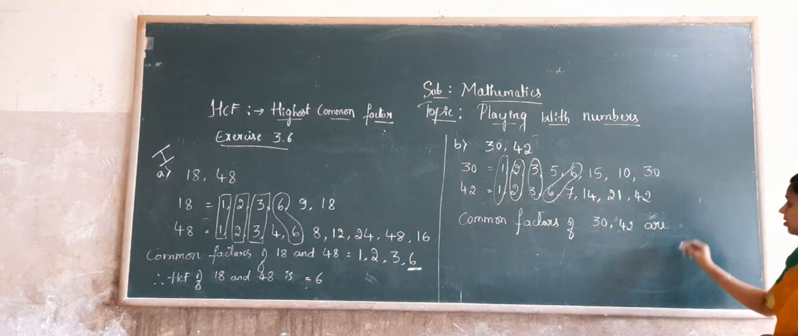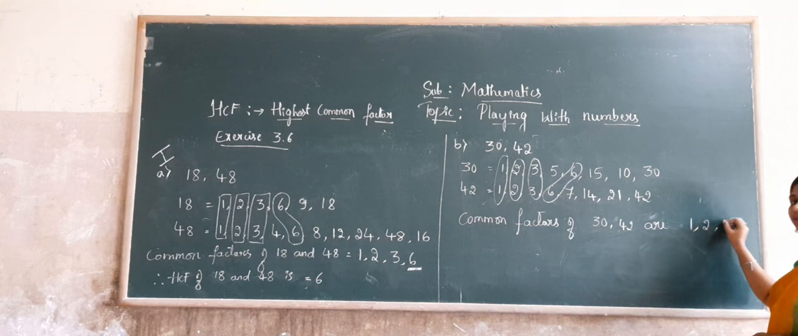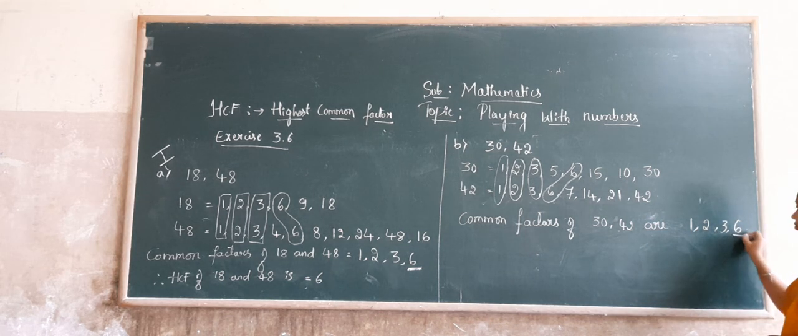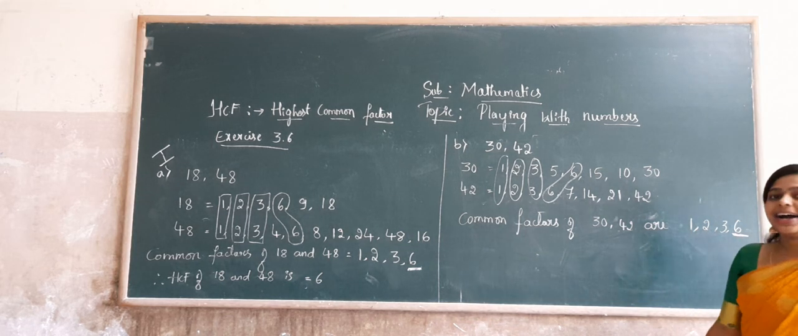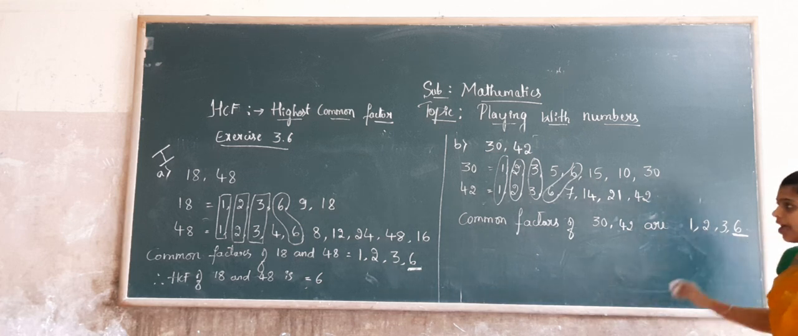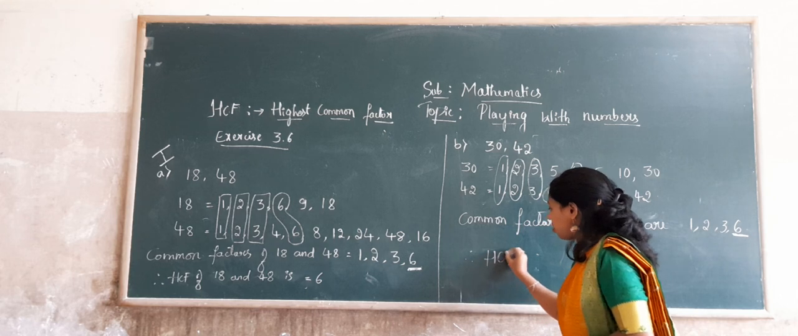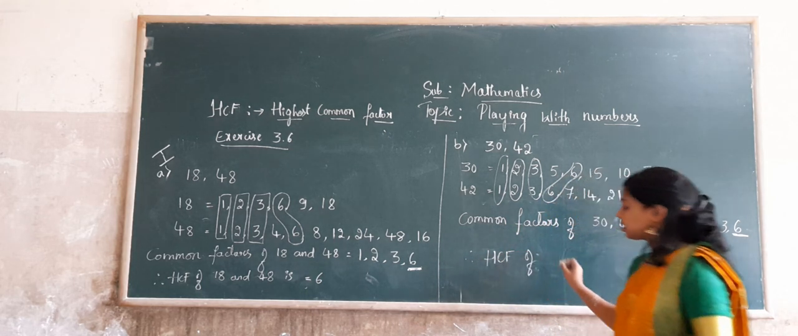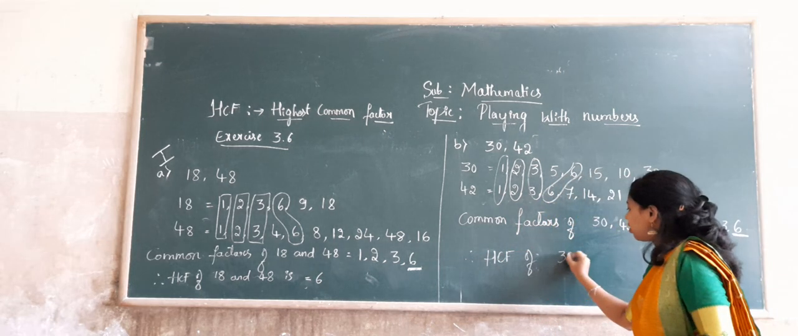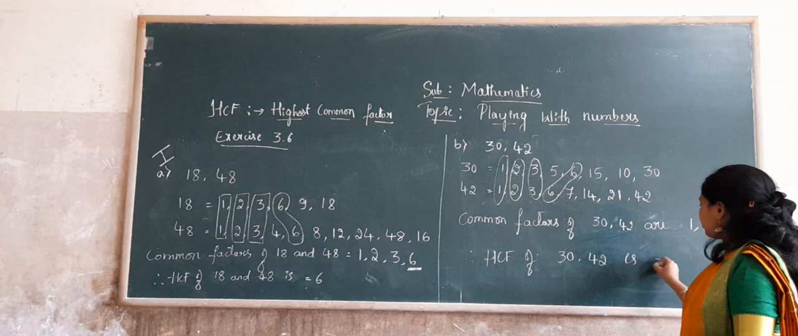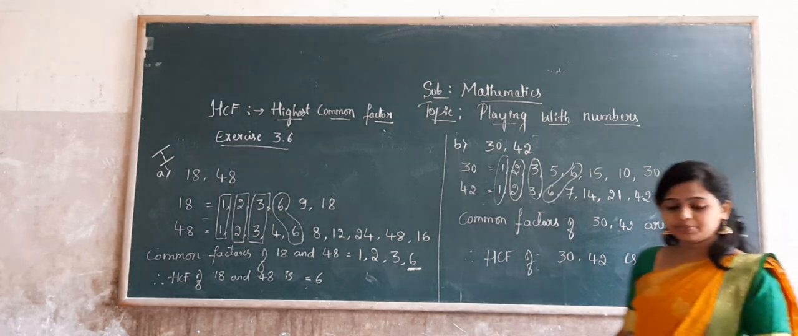So common factors are 1, 2, 3 and 6. Which is the highest of these common factors? Of course, 6 is the highest of these common factors. Therefore, HCF of 30 and 42 is 6.